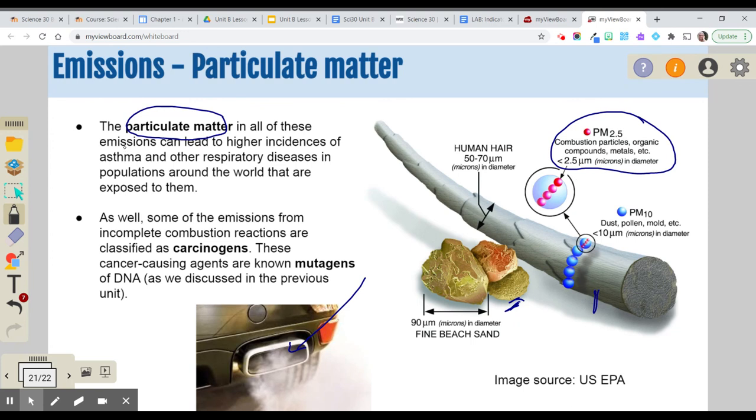And this particulate matter can lead to asthma and other respiratory diseases because these particles, we breathe them in and they actually get stuck in our lungs too. And then we can have reactions to them and that can cause asthma. Also, these emissions, especially if you have incomplete combustion, a lot of these particles that are coming out are considered carcinogens. And remember that word from last chapter. Carcinogens are cancer causing, because they cause mutations in our DNA, like we talked about in the last unit.